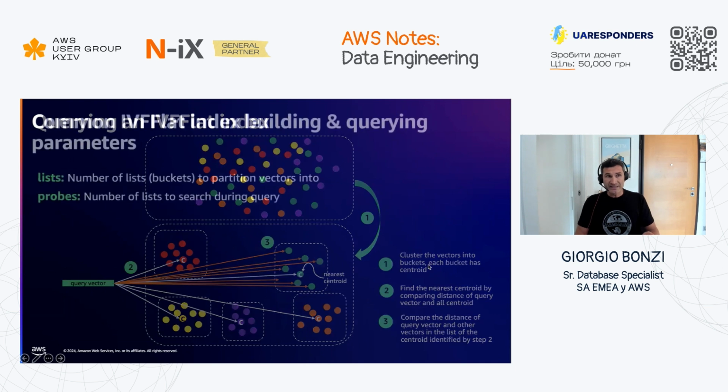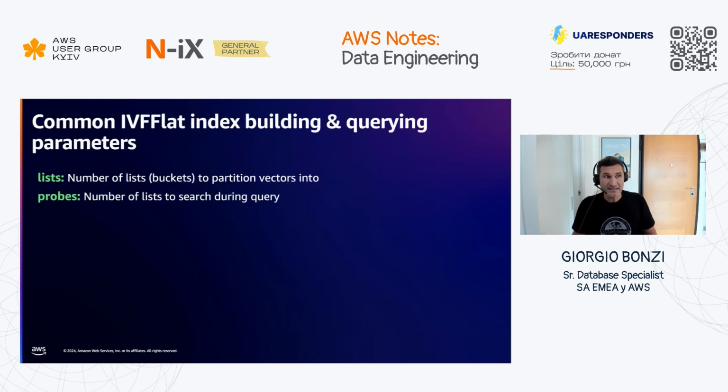And also for this index, it's possible to configure some parameters. You can configure the number of lists when you create an index. So you can specify the number of clusters into which you want to partition your vector data space. And before executing a similarity search, you can specify the number of probes that represent the number of lists to search during the query. For example, in the simple example that I showed you before, the number of lists was 5 and the probes 1, because we only consider the cluster with the closest centroid.